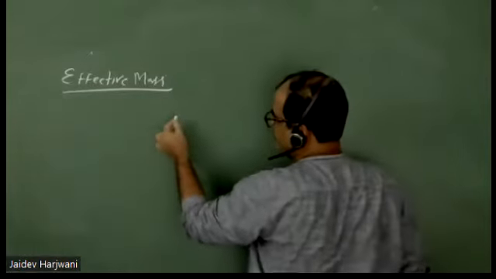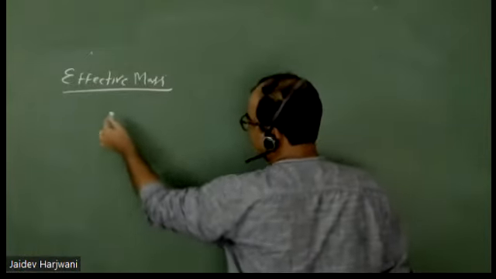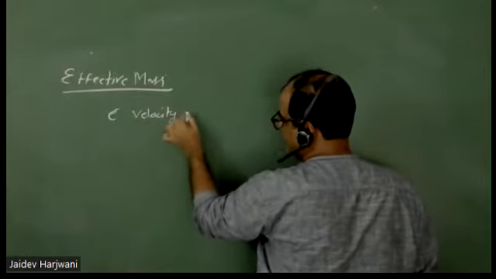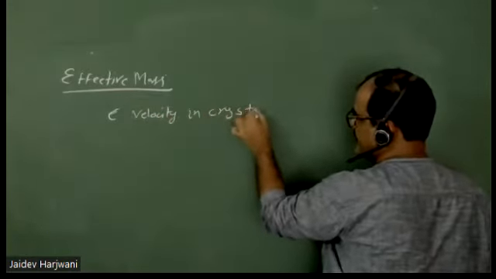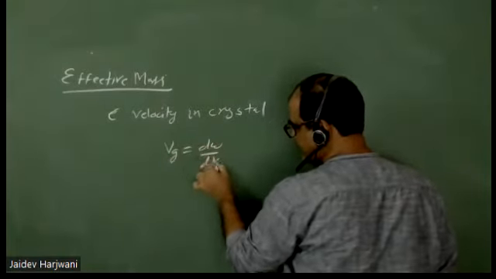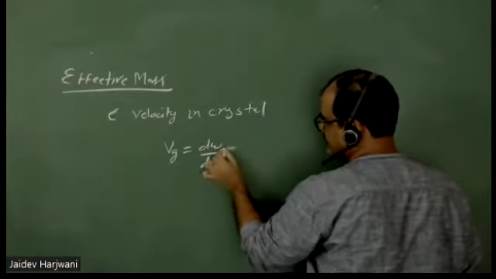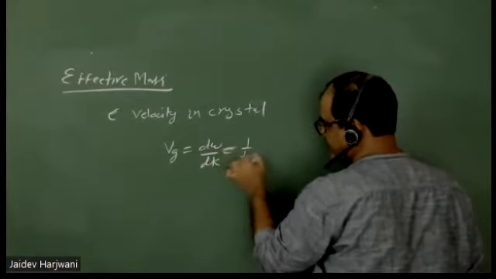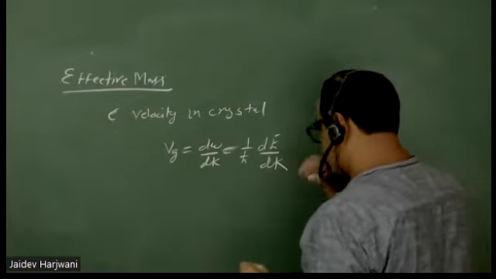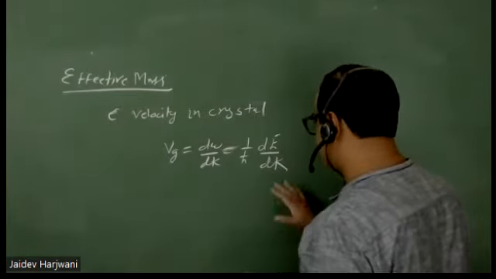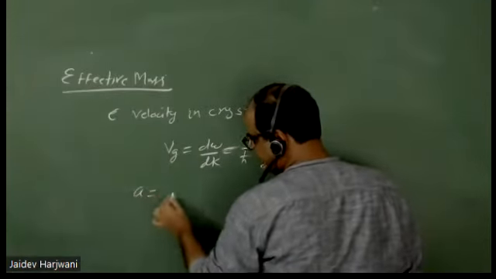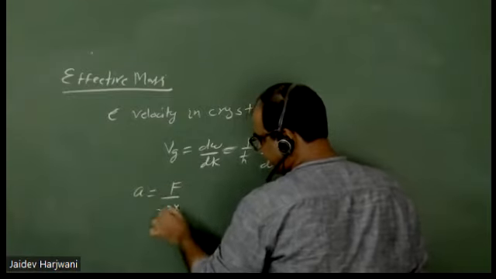We can start with the velocity. We know the electron velocity in the crystal is equal to the group velocity, v_g = d omega by dk, and I can also write this d omega by dk as 1 upon h cut times dE upon dk. Now my aim is to calculate the force, since force is basically F equals m a.